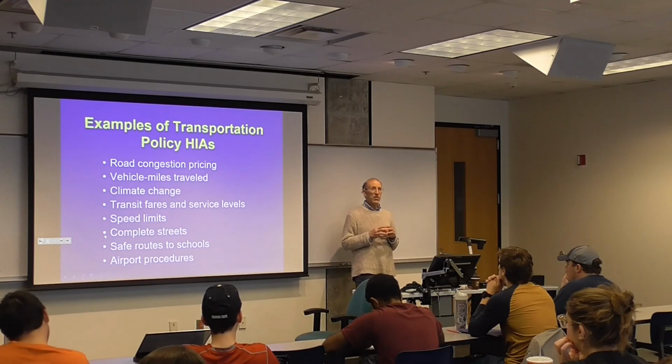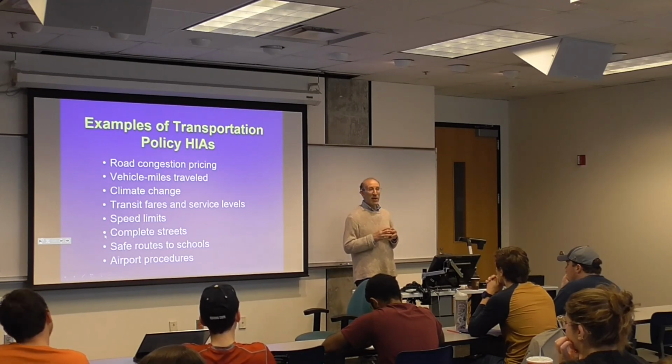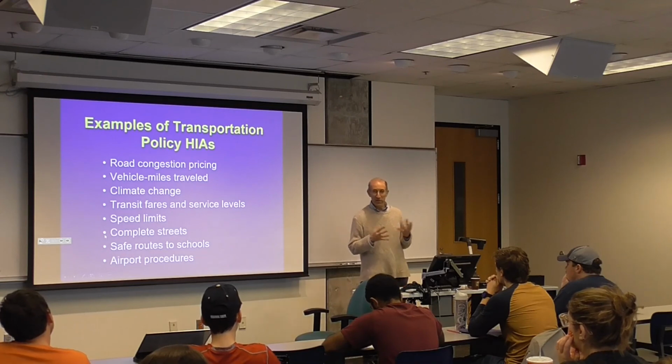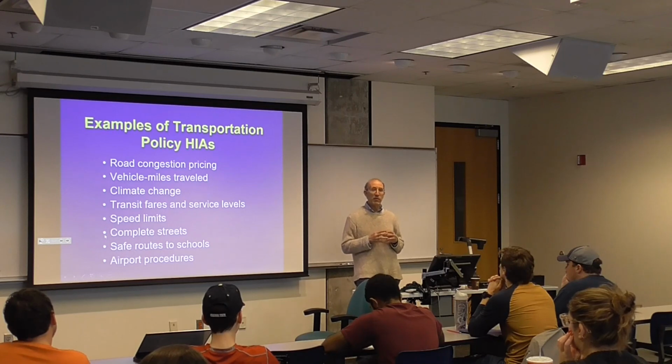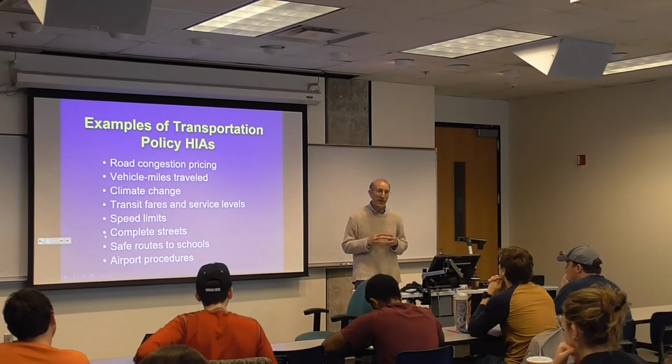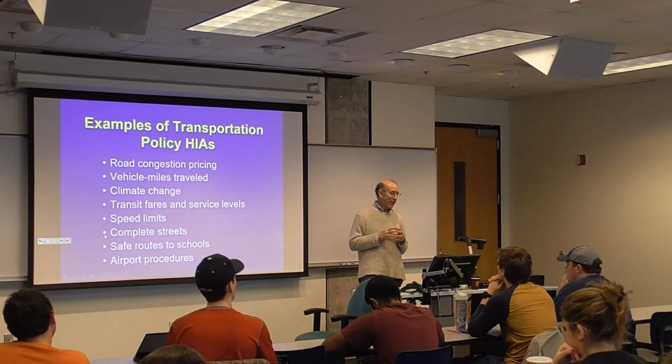Things like speed limits. If we put in speed limits, what does that do? It can slow down the traffic. That may be good for pedestrians and cyclists, I mean, you would assume it would be. What does that do to congestion? What does that do to movement of people and goods that are dependent on being able to get somewhere?